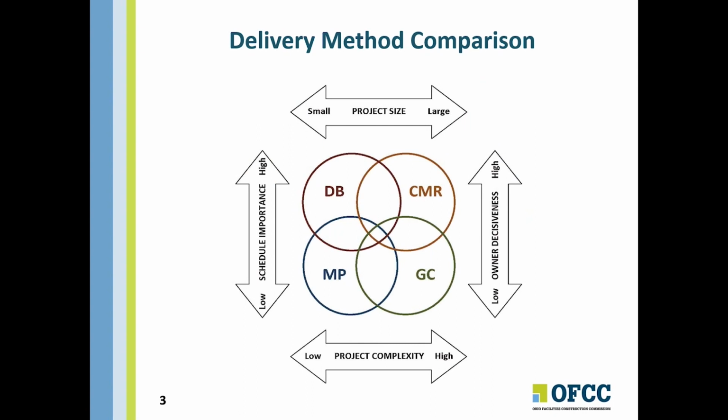The diagram shown here illustrates the delivery methods in comparison to the 4 broad project characteristics. At the center, each delivery method is represented by a circle, and its location to the other methods attempts to illustrate where that project delivery method fits in comparison to the project characteristics shown within each arrow.